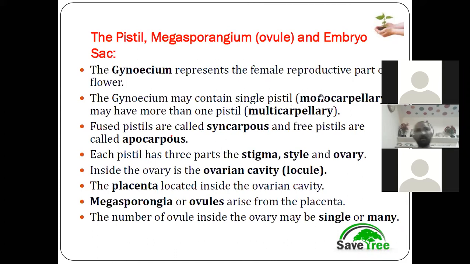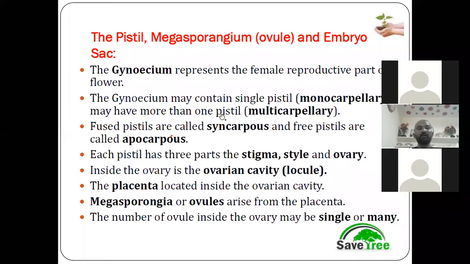If you see a mango, the mango fruit contains only a single seed because it is a monocarpellary plant. Coming to multicarpellary, guava is a multicarpellary fruit. If you cut the guava fruit, you can find a large number of seeds. That is called multicarpellary.